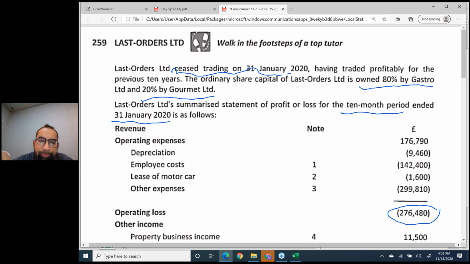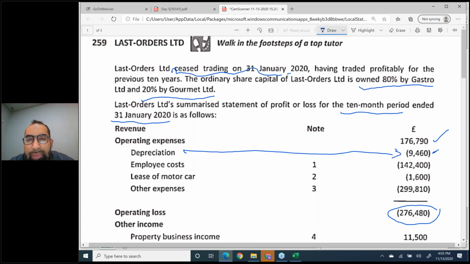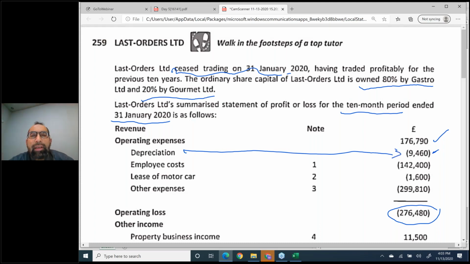Okay, now these are revenue. First of all, this is the revenue number. And in operating expenses, you have depreciation. Depreciation means your accounting depreciation, and I'm going to add it back because accounting depreciation is never allowed.